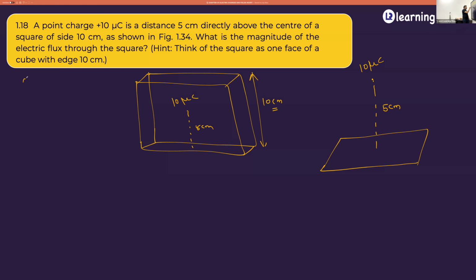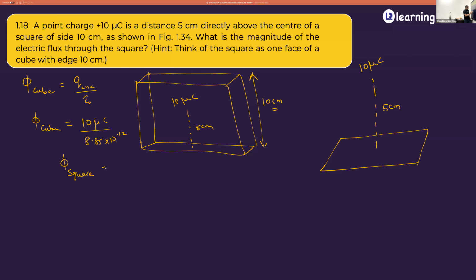So what is the flux through the cube? Flux through the cube is going to be charge enclosed divided by epsilon naught, which is going to be 10 microcoulomb divided by 8.85 into 10 power minus 12. Am I right? So this is the flux through the cube. But what is the question? They didn't ask through the cube. They asked through the square.